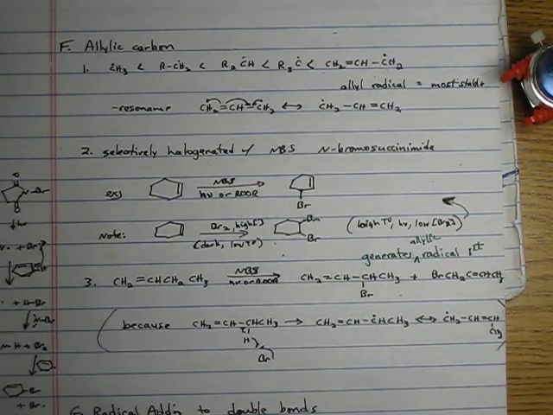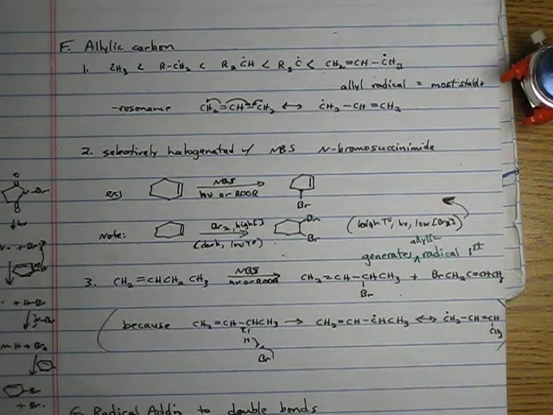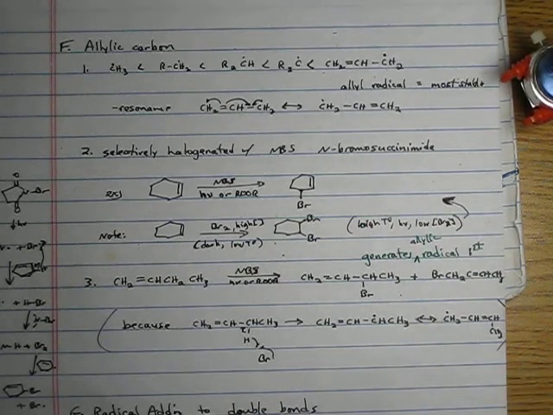All right, so the question is then, how can we selectively generate this radical versus others that we're going to be talking about? Because we're going to find there's other ways we can deal with double bonds. We can do radical addition to double bonds, as we mentioned before. How do we make sure we make an allylic radical versus doing radical addition to the double bond?